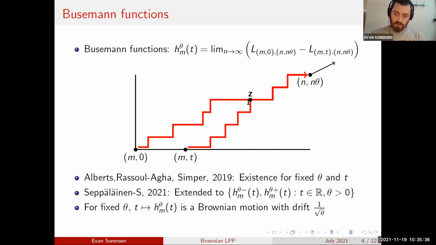So if we fix theta, it's understood that it's fixed, then we're going to drop the plus minus distinction and just write h_m theta. And this, as a function of t, is a Brownian motion with drift. The drift depends on the direction, and as the direction increases, the drift gets smaller.